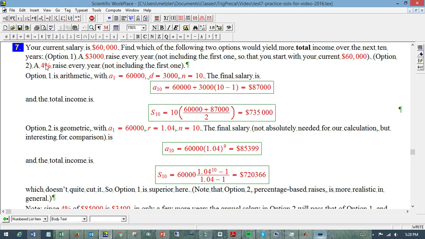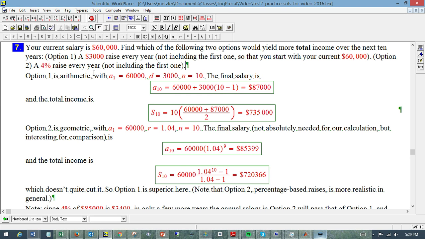Option two is a 4% raise every year. So it's interesting to actually look at that first raise, 4% of $60,000. If you want to calculate it, it's $2,400. So you don't get as much of a raise the first year. But that 4% might add up because as your salary goes up, that raise is going to go up as well. So it's not clear exactly which one is going to win out. I set it up to be pretty hard to guess.